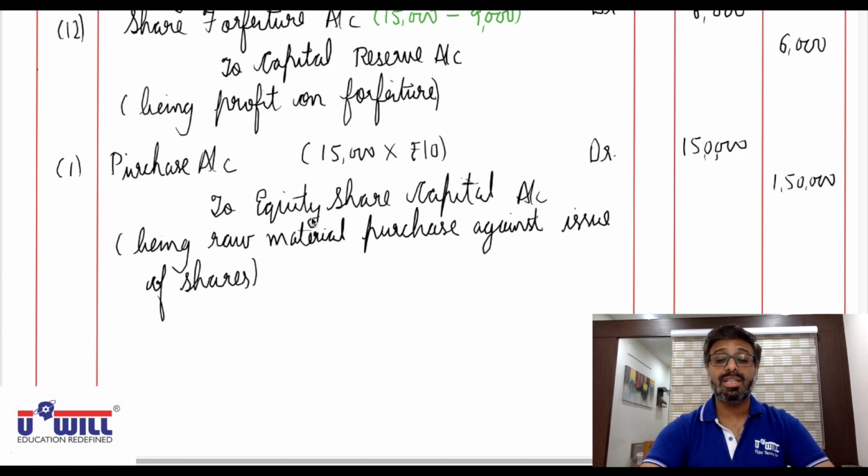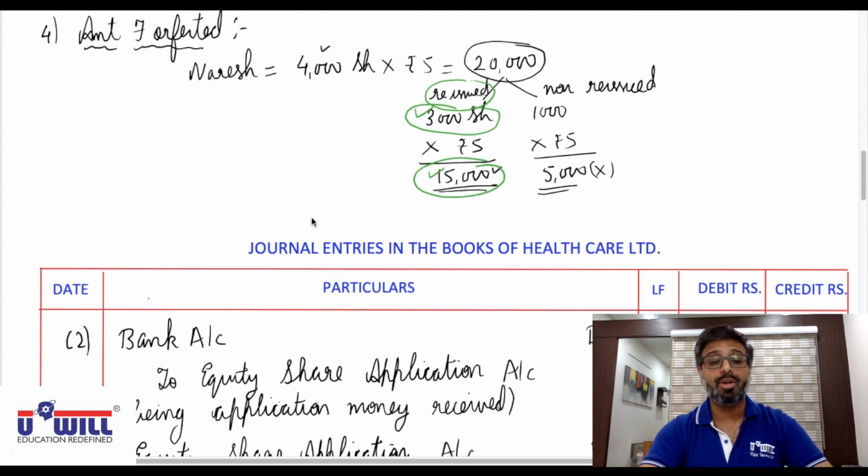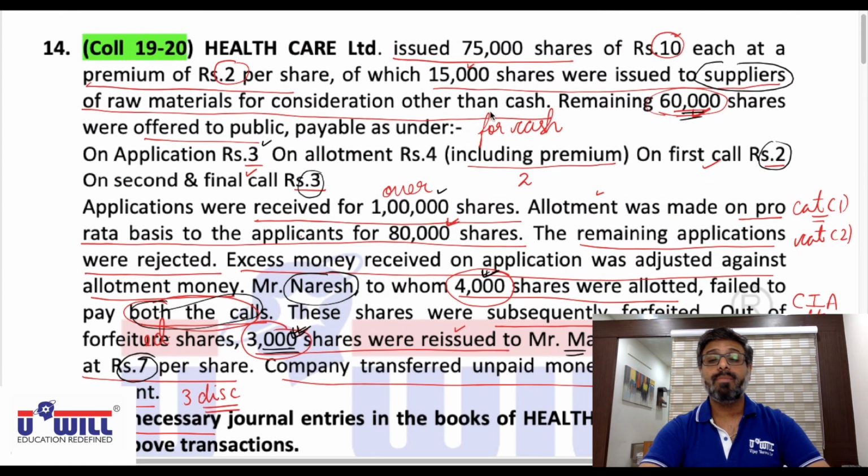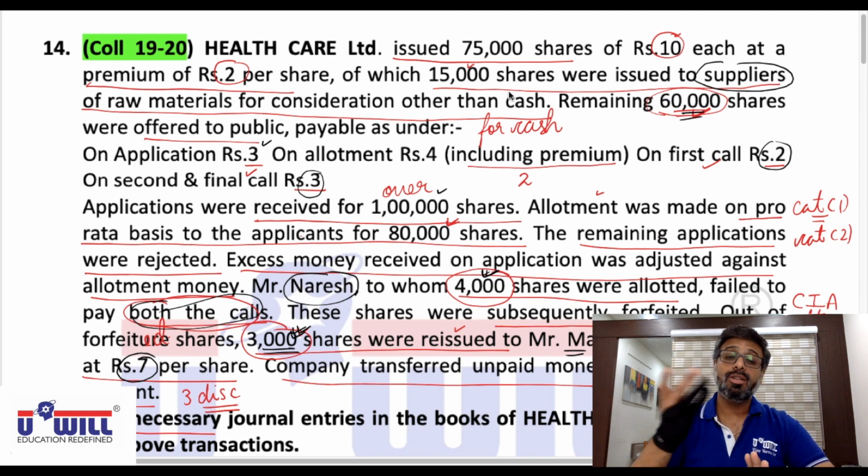Now one similar question is given in the timetable as homework that you all try on your own. In fact, it's an easier one because there is no issue of shares for consideration other than cash like this question. So only remaining entries will come. That first entry will not come.